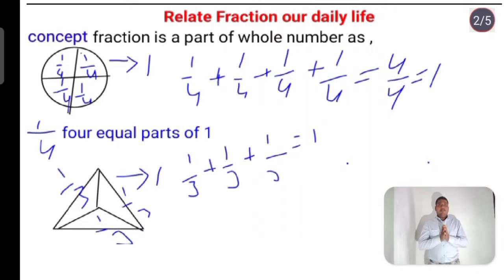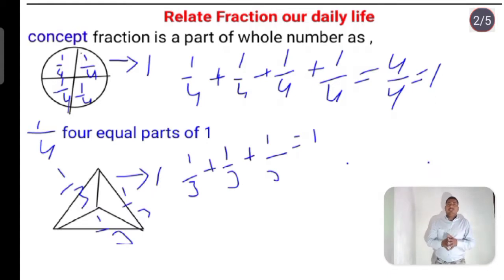For example, if we consider a whole cake is 1, then we divide it into 4 equal parts, then one part is equal to 1/4. If each 1/4 part is combined, then we find the whole cake. For example, 1/4 plus 1/4 plus 1/4 plus 1/4 is equal to 4/4 is equal to 1. That means a whole divided into many equal parts, and when we combine the parts, we find the whole. Whole means 1.